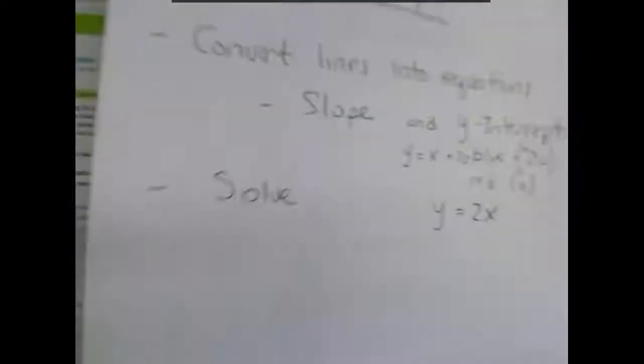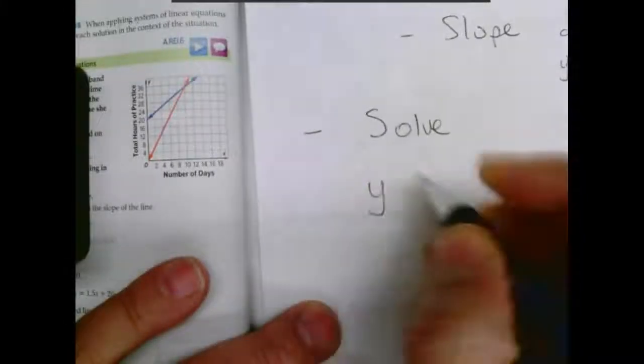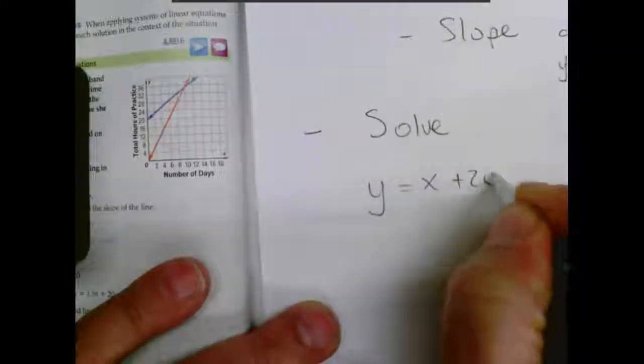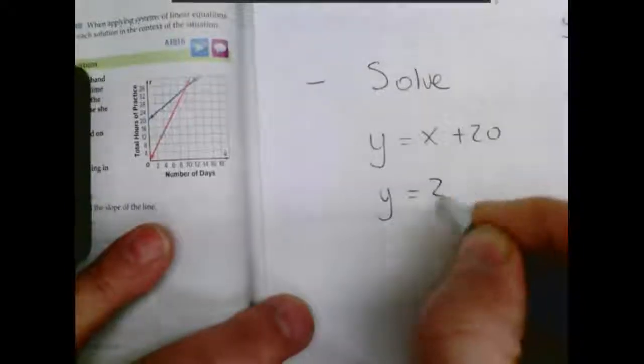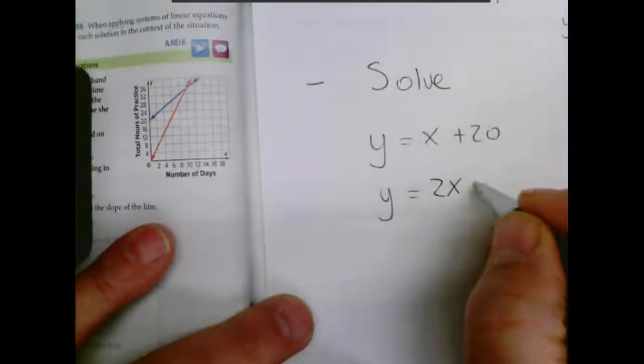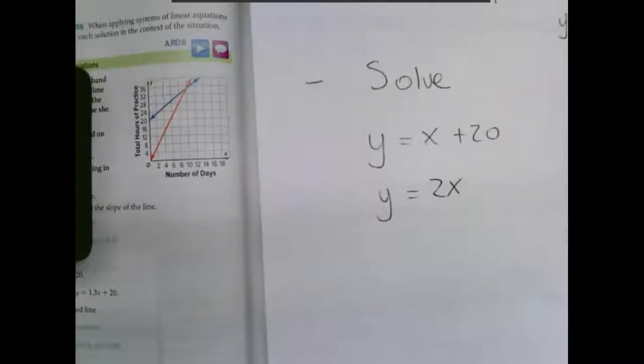So then we would have the two equations here. Okay, so we'd have y equals x plus 20. That's our slope, and then this is the y-intercept. And for the other line, it'd be y equals 2x plus 0, so we don't have to write it. So then we have these two equations. In class, I'm going to show you the rest of this. Make sure you get this into your notebook, and I'll see you in class.